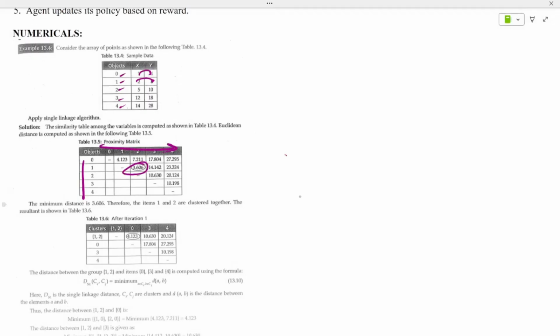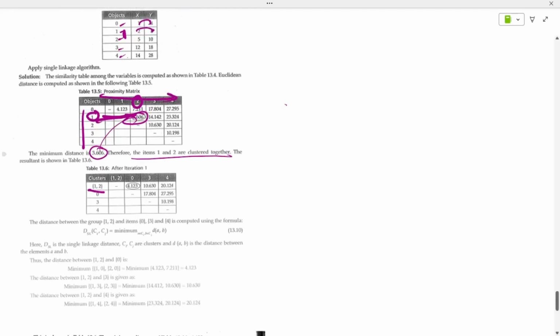Again you will be considering the minimum value here, and you will be replacing, that is you will be combining the cluster of 1 and 2, because 1 and 2 is the cluster here, it is meeting the minimum distance. So you will make it as 1 and 2. Again you will find out the distance between 1, 2 and the others, and again you will be replacing. That means you will be just finding out the distance, that's it.